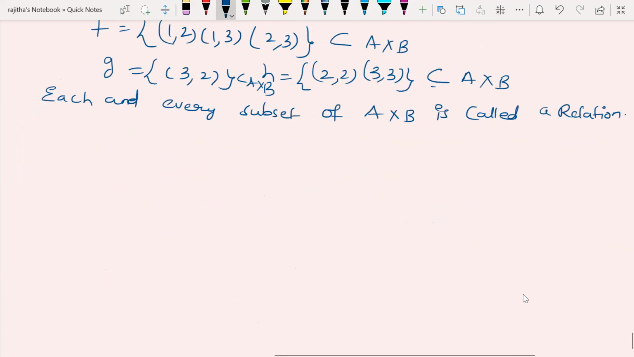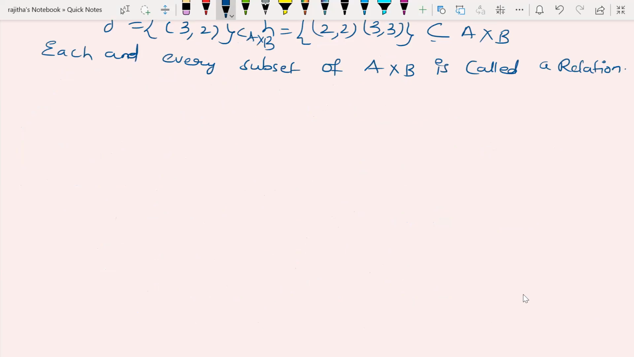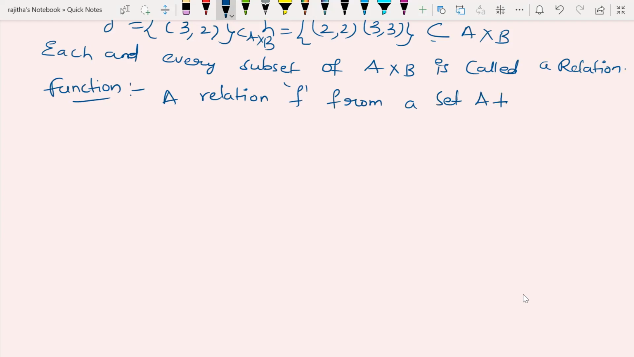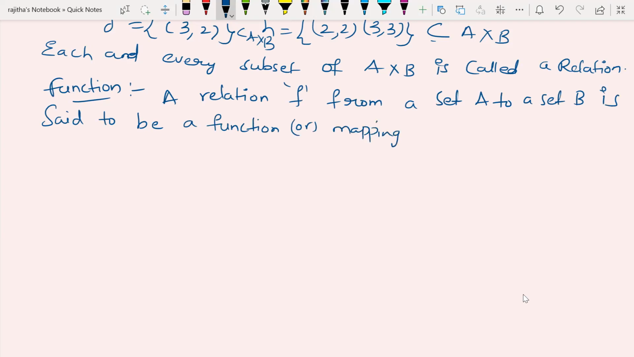Okay. Next, this is the relation. Now I'll discuss what is the actual definition of a function. A function is nothing but a relation F from a set A to a set B that is said to be a function. Another name for function is mapping, and another name is correspondence.